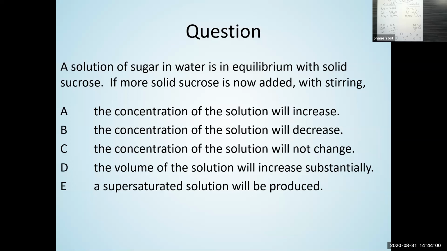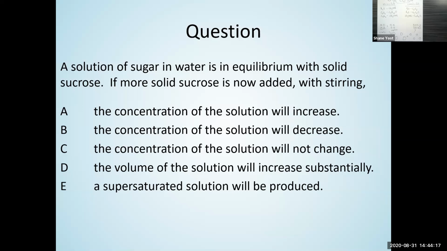And so, again, that's because the amount, the saturation limit, increases with increasing temperature, right? You can dissolve more stuff at higher temperatures.